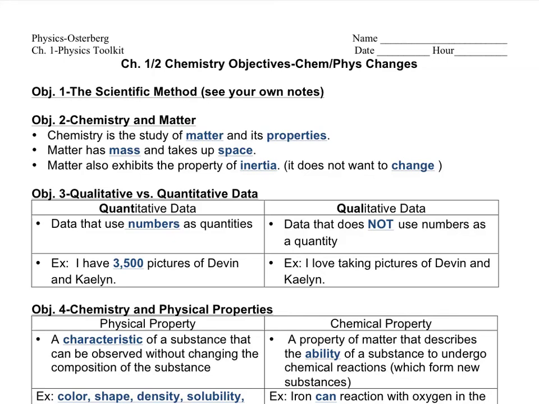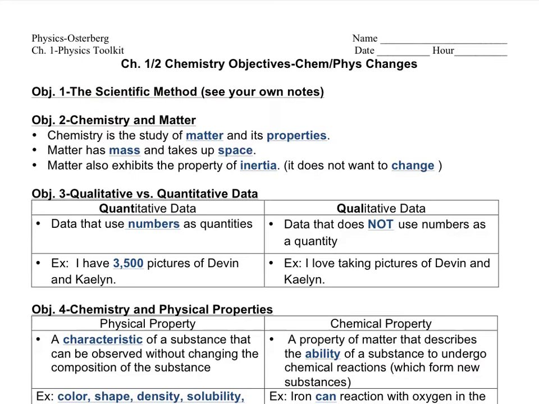This video covers the first chapter in the first objectives 1 through 5. The first objective here is the scientific method, and we talked about this in class, and this is from your own notes, so make sure you review that when you study for the test. Objective 2 is chemistry and matter, and it's pretty simple.